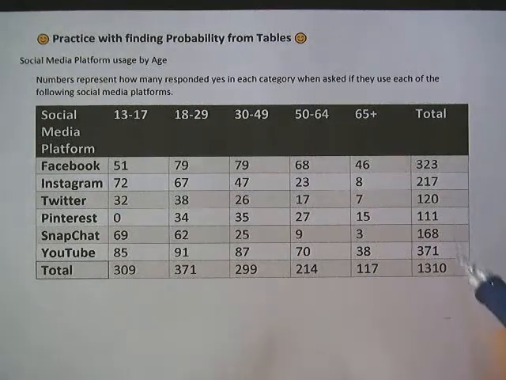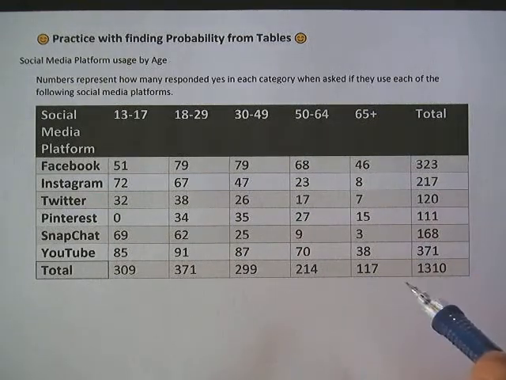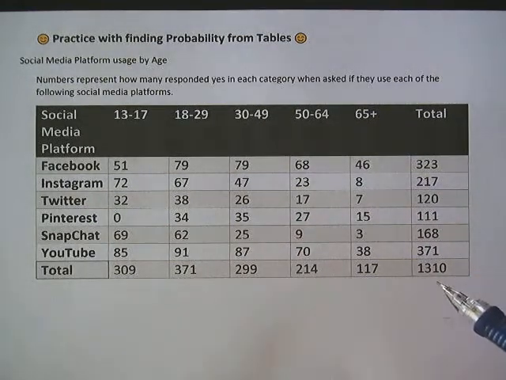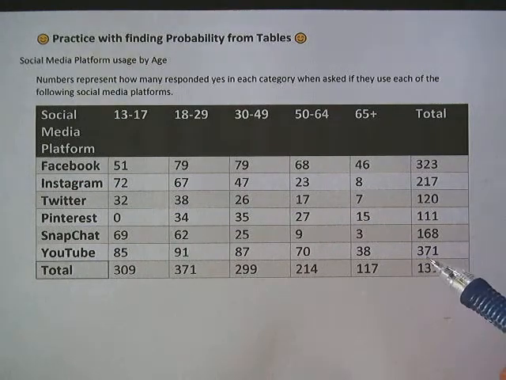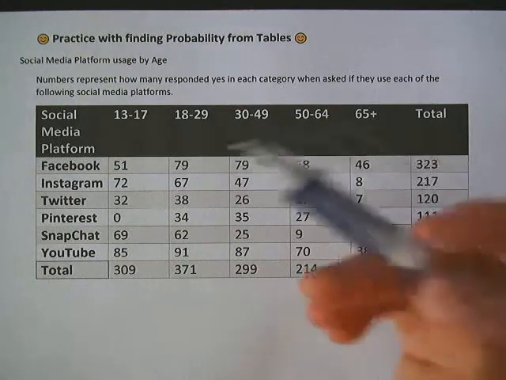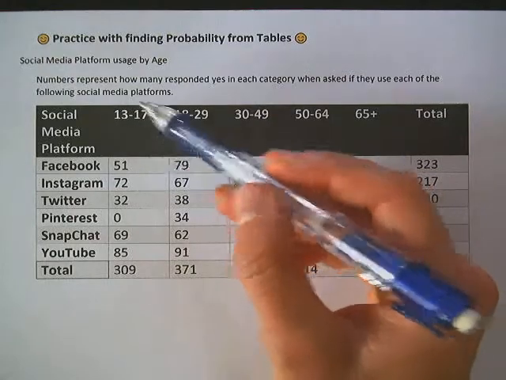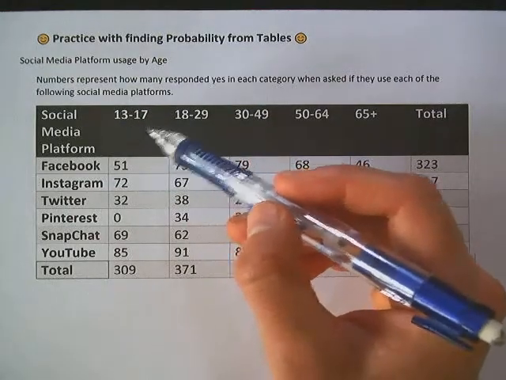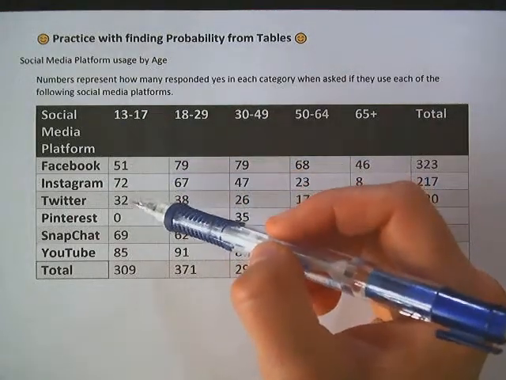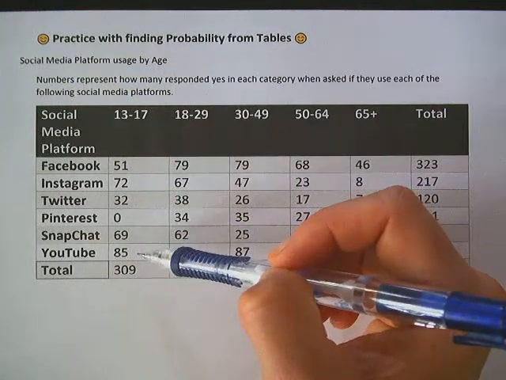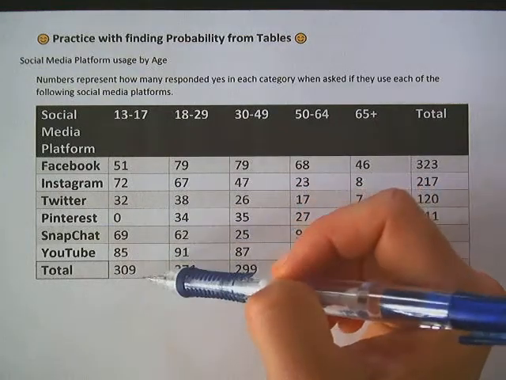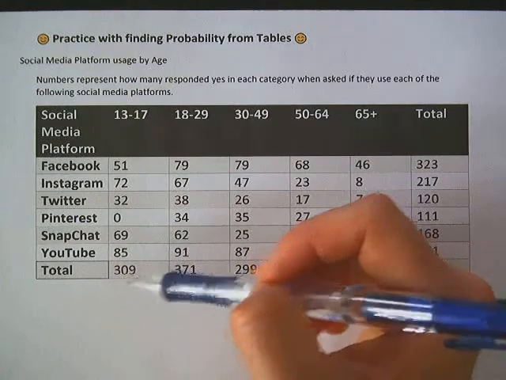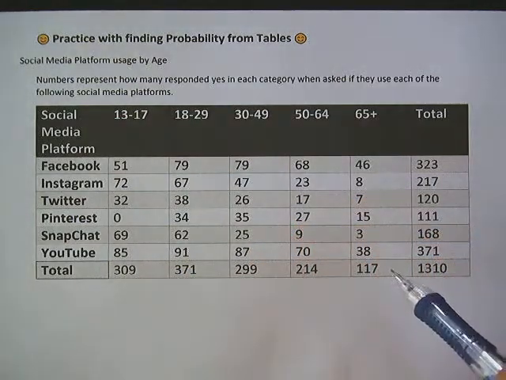If you look at the totals, and remember, because you would have learned this in other classes, if they do not give you the totals, all you have to do, like if I didn't know how many people were in the 13 to 17 age group, I would just add up all these numbers because that's how many people there are in that age group. And then if you add them up, you'll get 309. So if they don't give you the totals, just add them.